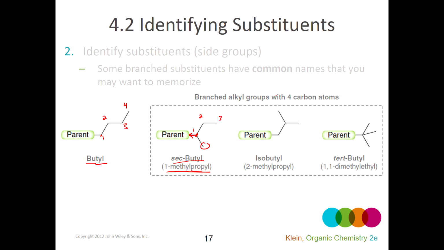Notice that all the common names just tell you the total number of carbons. And the little prefix in front of that tells you about how those carbons are branched.